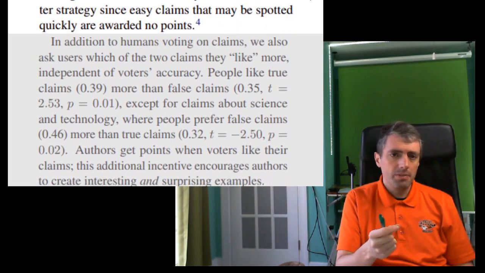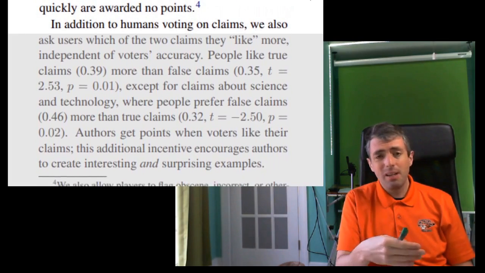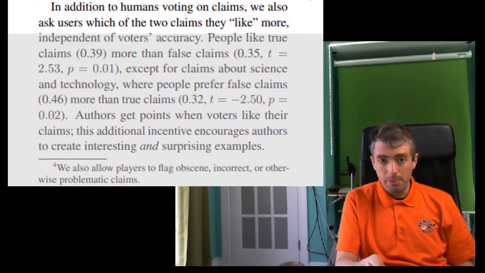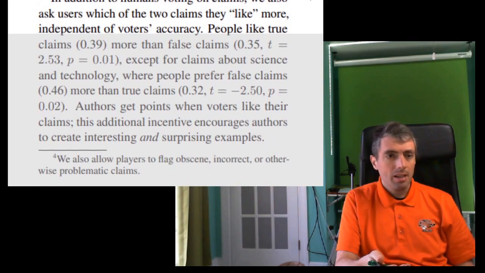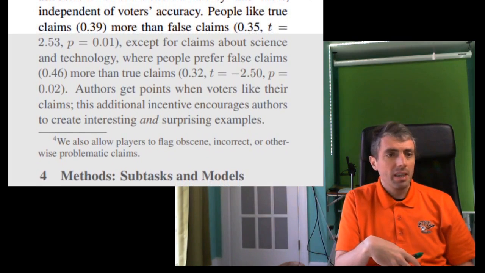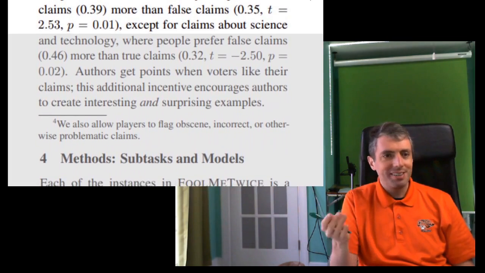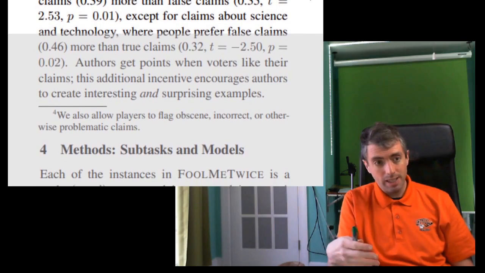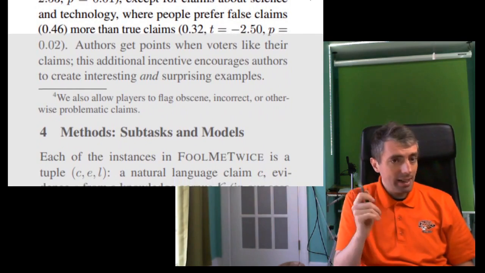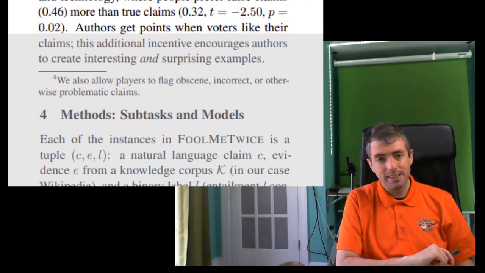In addition to humans voting on claims, we also ask users which of the 2 claims they like more, independent of voters' accuracy. People like true claims, probability 0.39, more than false claims, probability 0.35, t-statistic 2.53, except for claims about science and technology where people prefer false claims more than true claims. Authors get points when voters like their claims. This additional incentive encourages authors to create interesting and surprising examples.